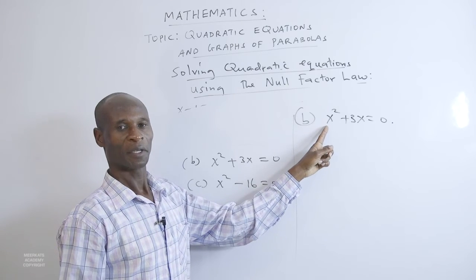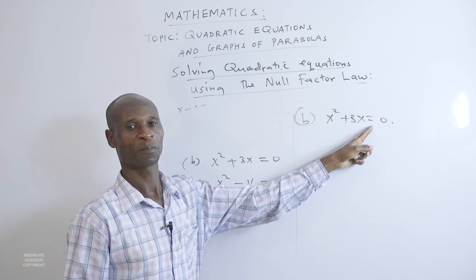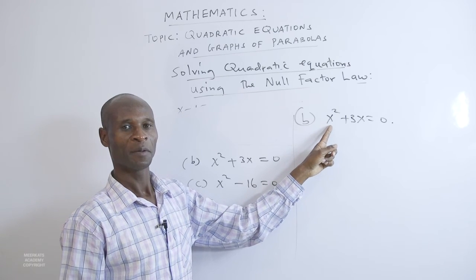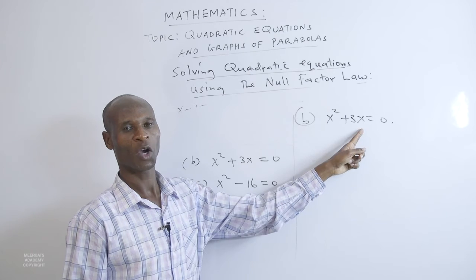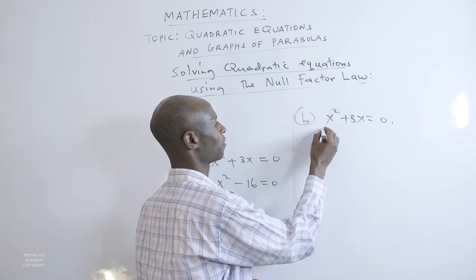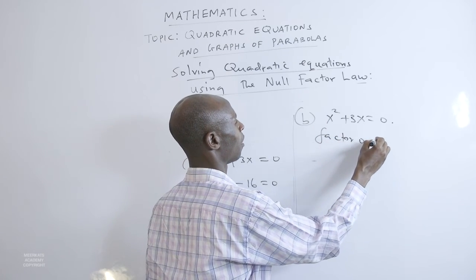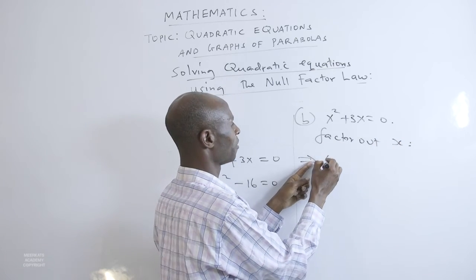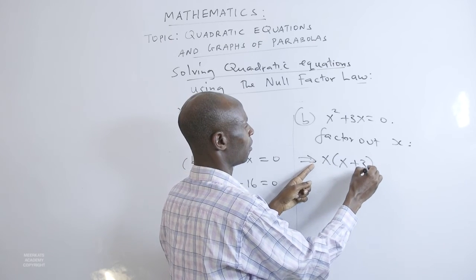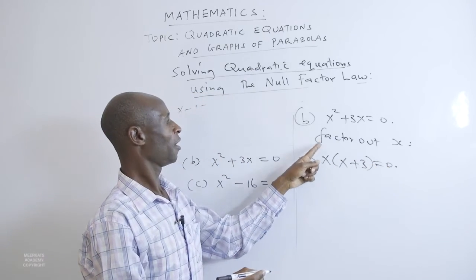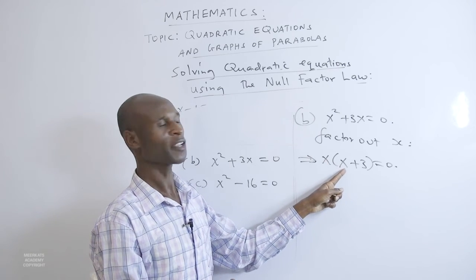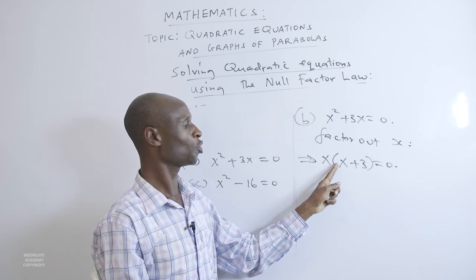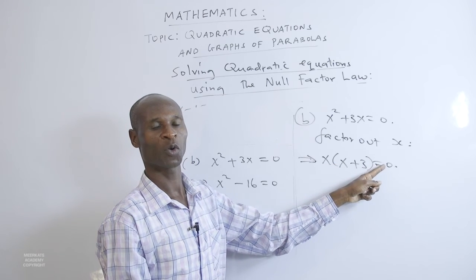Class, try part B. x squared plus 3x is equal to 0. To find the value for this, because x is common for the first and second term, we factor out x. So we shall remain with x squared divided by x, we remain with x. 3x divided by x, we remain with 3. So the factor will be x into x plus 3, close the bracket, equal to 0.